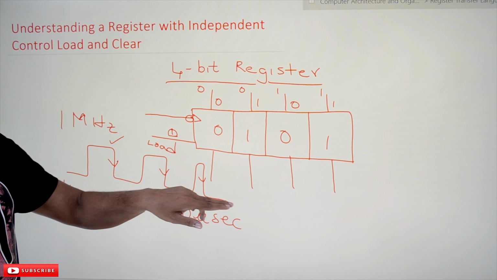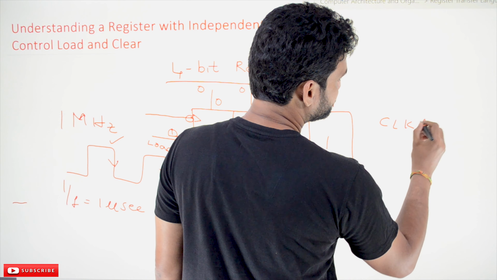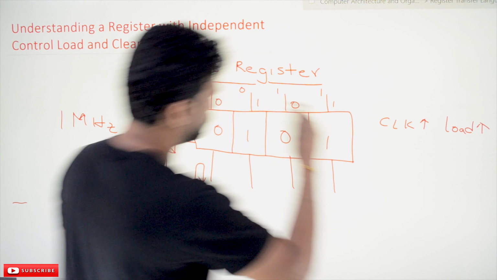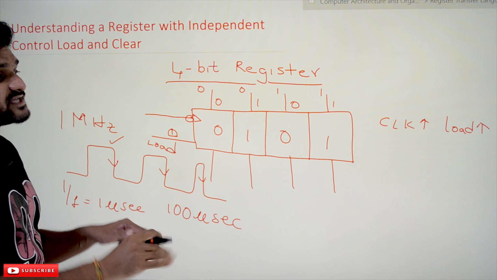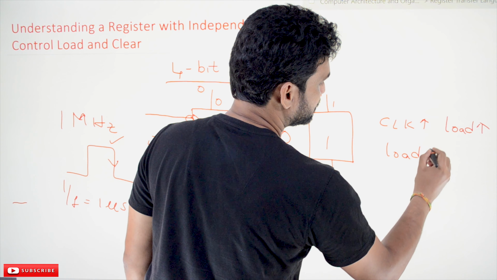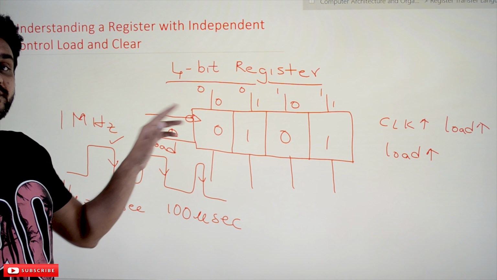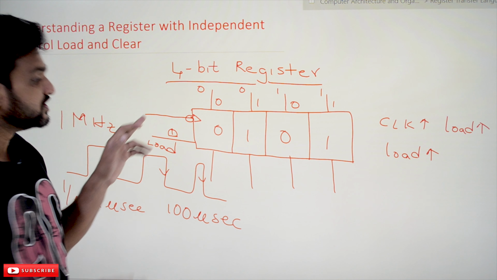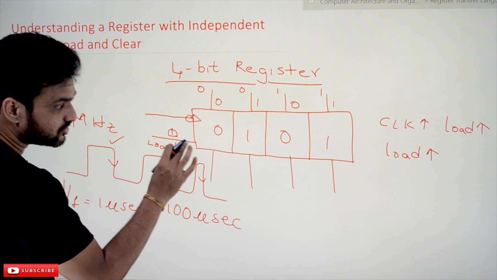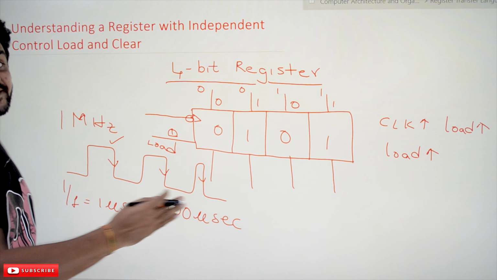If it is a synchronous counter, then the clock should be high and load should be high for the values to get loaded onto the register. If it is an asynchronous counter, only the load should be high, so the clock is not considered. So in the synchronous case, after 100 microseconds, when the clock is high and the load becomes high, only then will this value 0011 get stored onto this register.